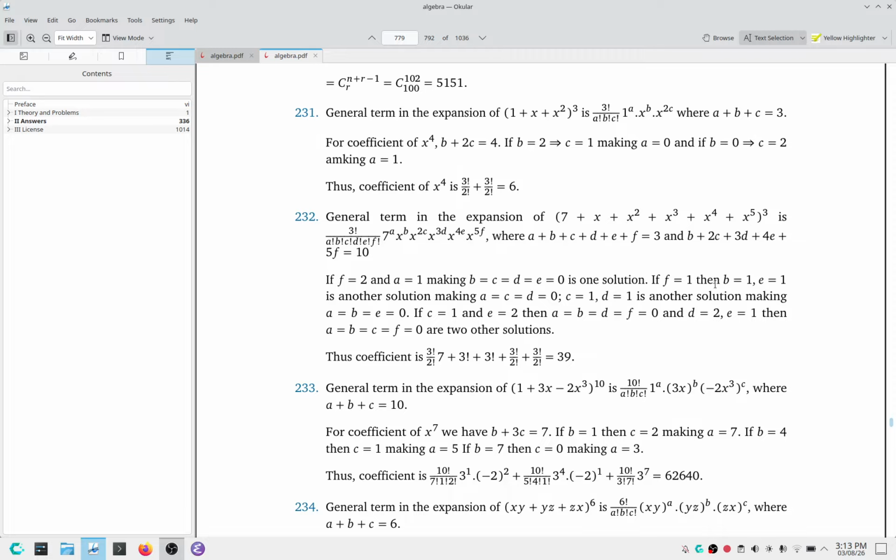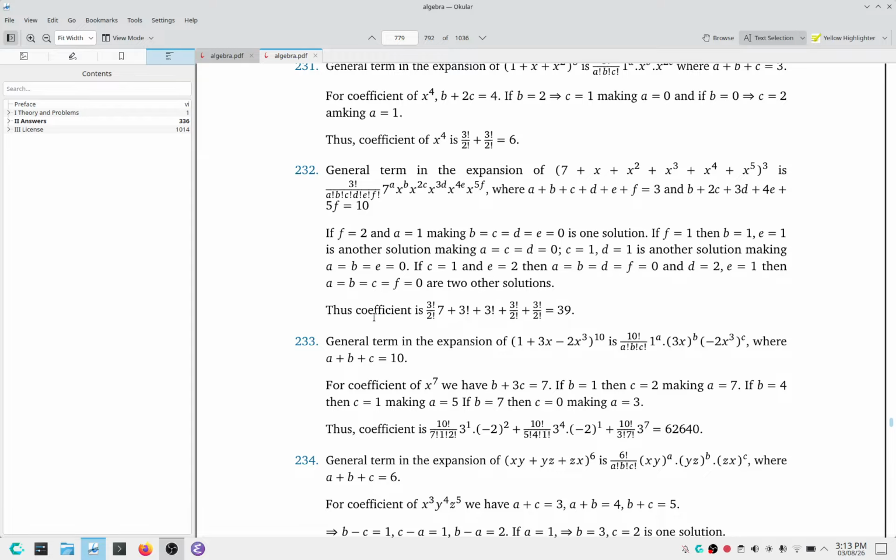If f is equal to 1, then b is equal to 1, a is equal to 1 is another solution, making a, c, d equal to 0. C is equal to 1, d is equal to 1 is another solution, making a, b, e 0. And c is equal to 1, e is equal to 2, then a is equal to b is equal to d is equal to f is equal to 0. And d is equal to 2, e is equal to 1, then a is equal to b is equal to c is equal to f is equal to 0 are two other solutions. So the total coefficient is 39. So there might be a calculation mistake in this.